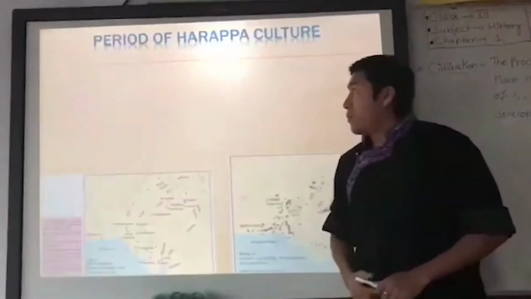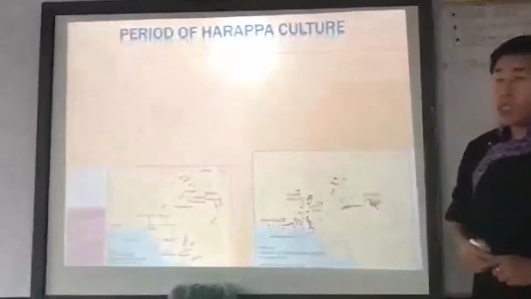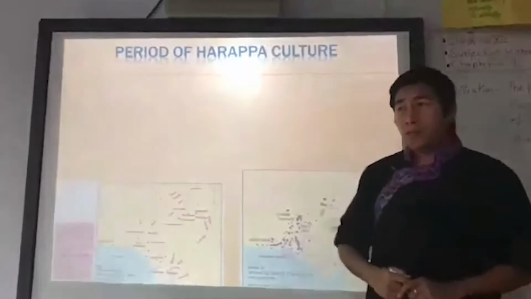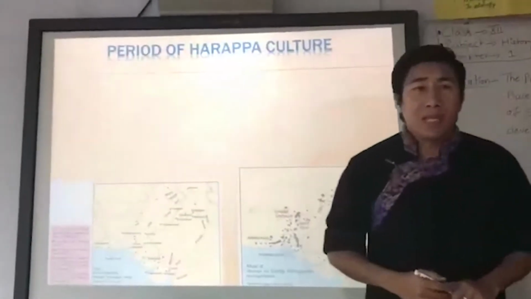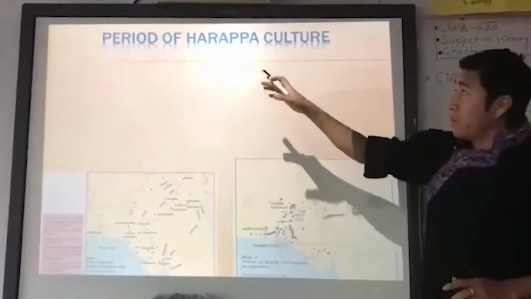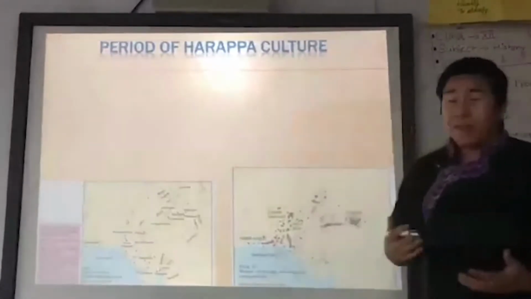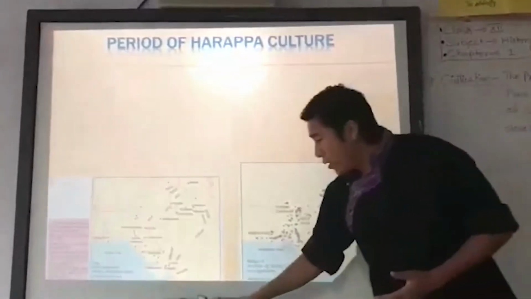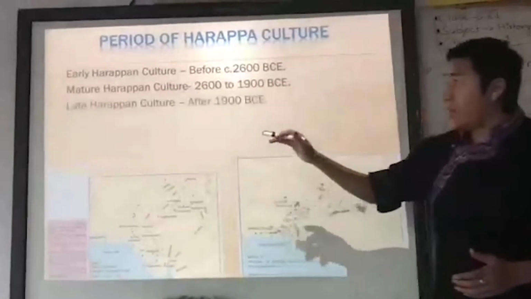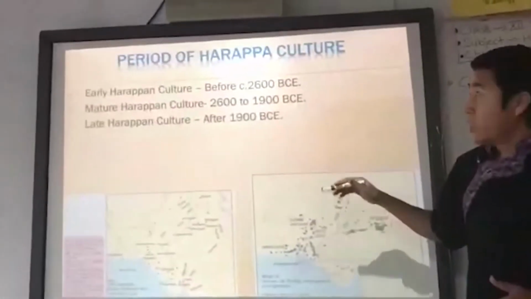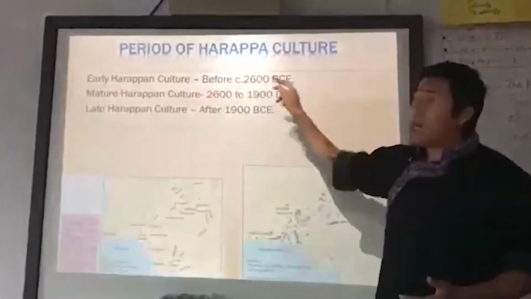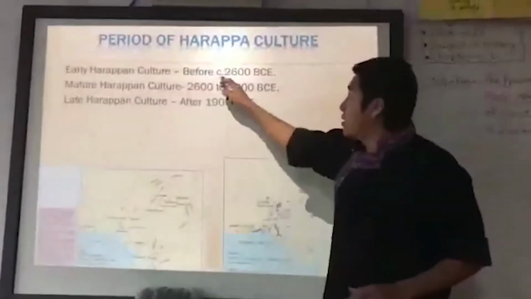The next slide that we are going to discuss is the period of Harappan culture. That is very important because if you want to know about the Indus Valley civilization, the period itself is very important. I have divided the period into three: early Harappan culture, major Harappan culture, and late Harappan culture. Early Harappan culture is before circa 2600 BC. Here, C means circa.